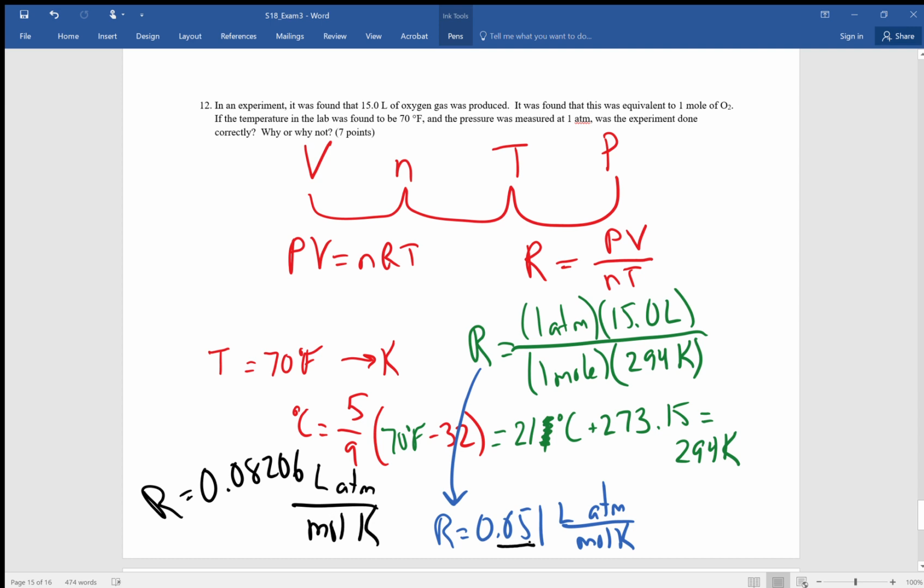So clearly these 2 values of R, our experimentally determined value and the known value, are pretty far off from each other. And since those values don't match up very well, we can say with a fairly high degree of certainty that something during the experiment was not done correctly.